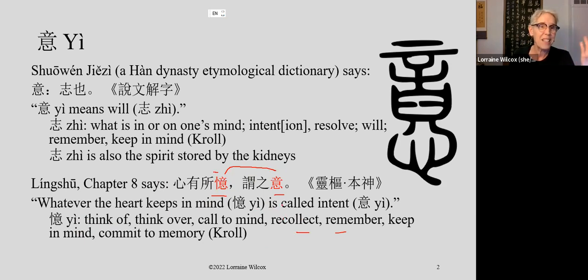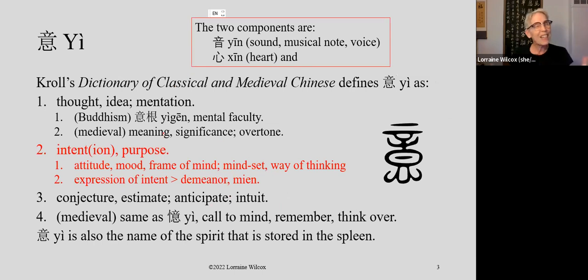So I'm just trying to get a grasp of the full meaning of this word E. It has two parts. The bottom part is the heart radical. So it has something to do with consciousness or mind or emotion or something. And the top part, I don't know if it's relevant. I mean, people do try to make connections, but sound or musical note or voice, I don't really know how that fits in. Kroll, as far as E goes, we saw what Kroll said for Jur. He says, first meaning thought, idea, mentation. Okay, that can make some sense.